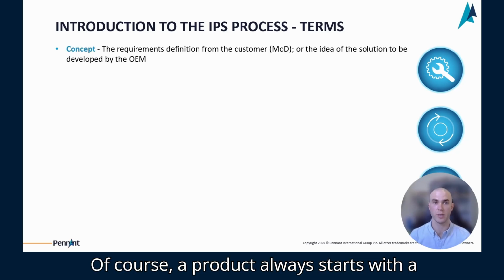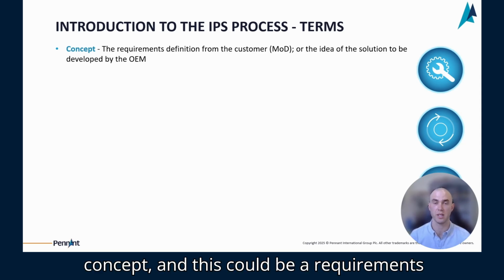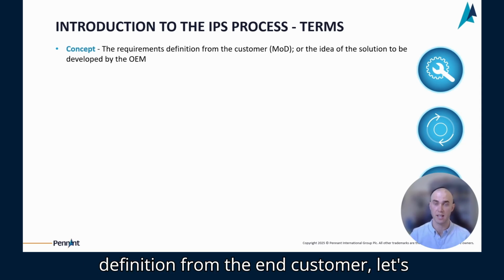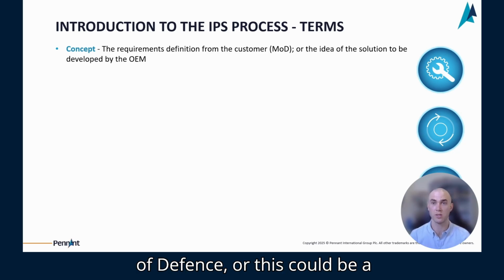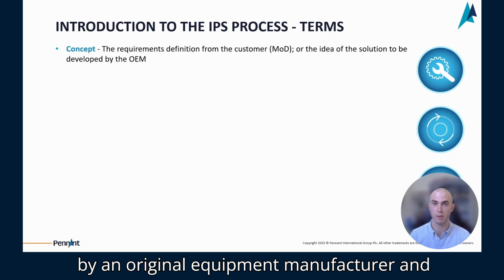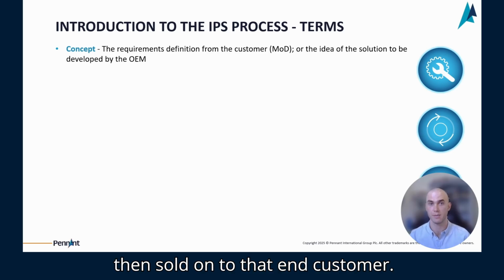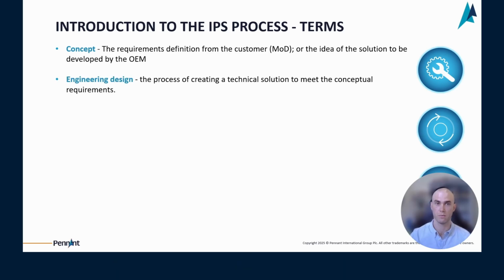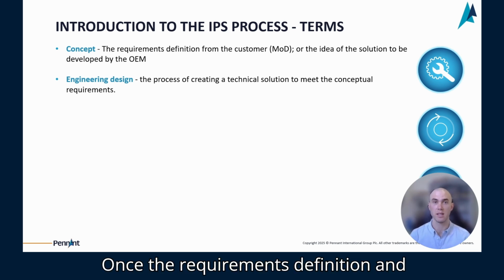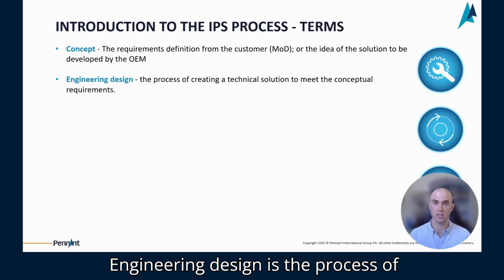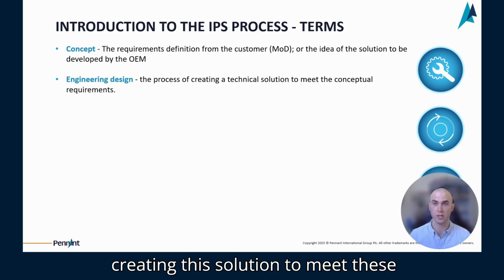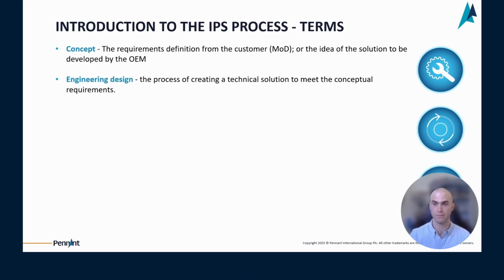Of course, a product always starts with a concept, and this could be a requirements definition from the end customer, let's say the Ministry of Defence or Department of Defence, or this could be a solution originally developed by an original equipment manufacturer and then sold on to that end customer. Once the requirements definition and concept is all agreed upon, the design of the solution begins. Engineering design is the process of creating this solution to meet these conceptual requirements.